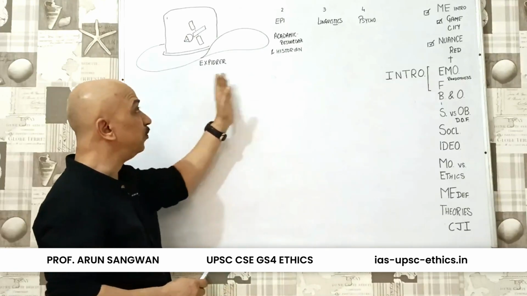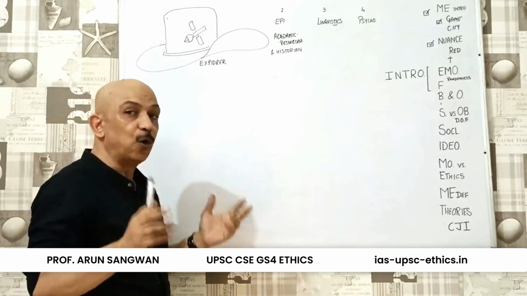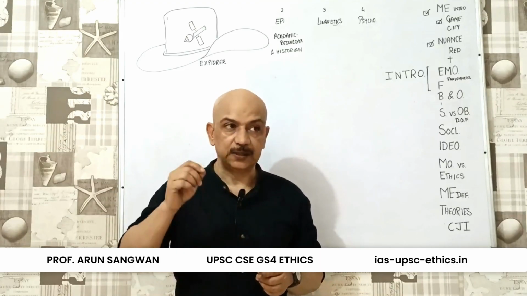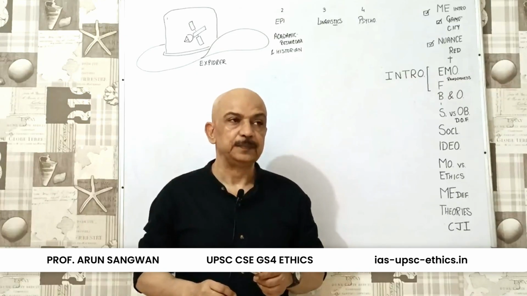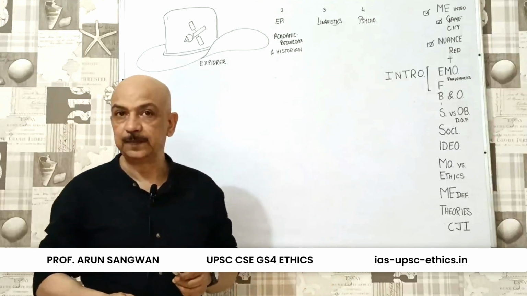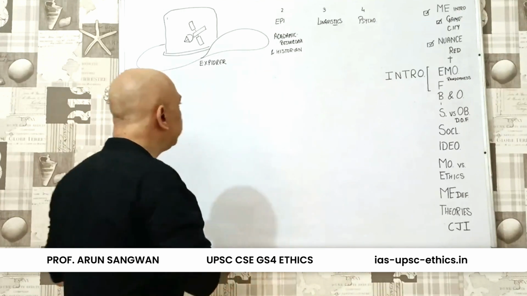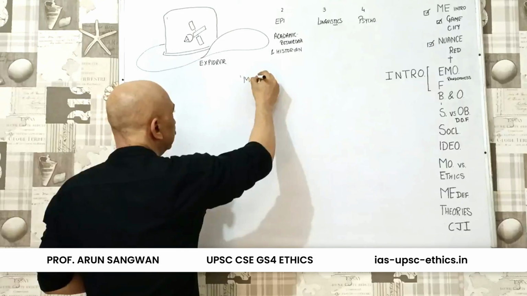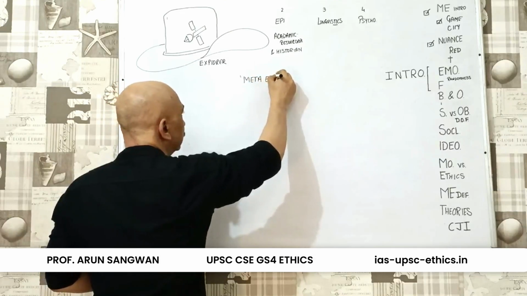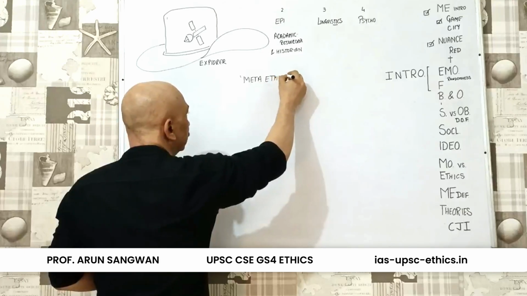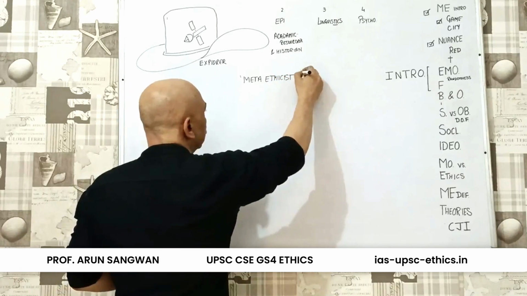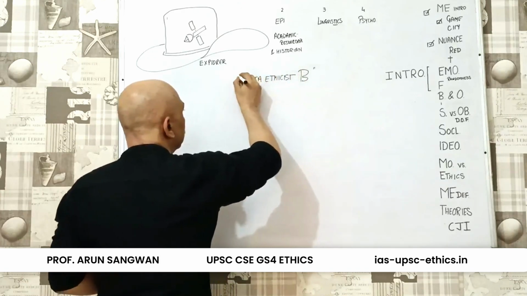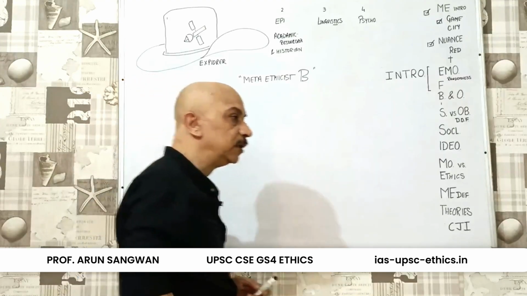So you need to play four roles. What I coined, now this is something that I coined: if you want to be a bureaucrat, even pass this examination, you want to be a successful bureaucrat, you need to be something like a meta-ethicist bureaucrat.